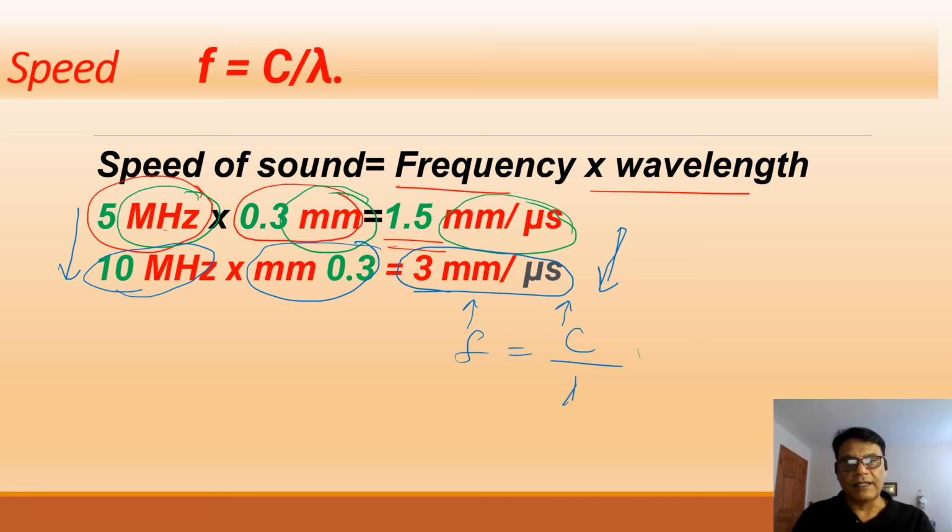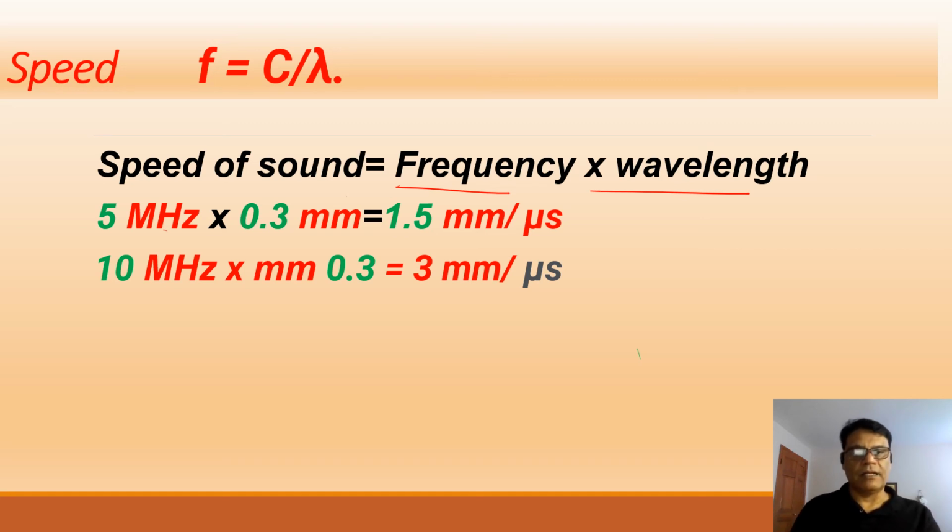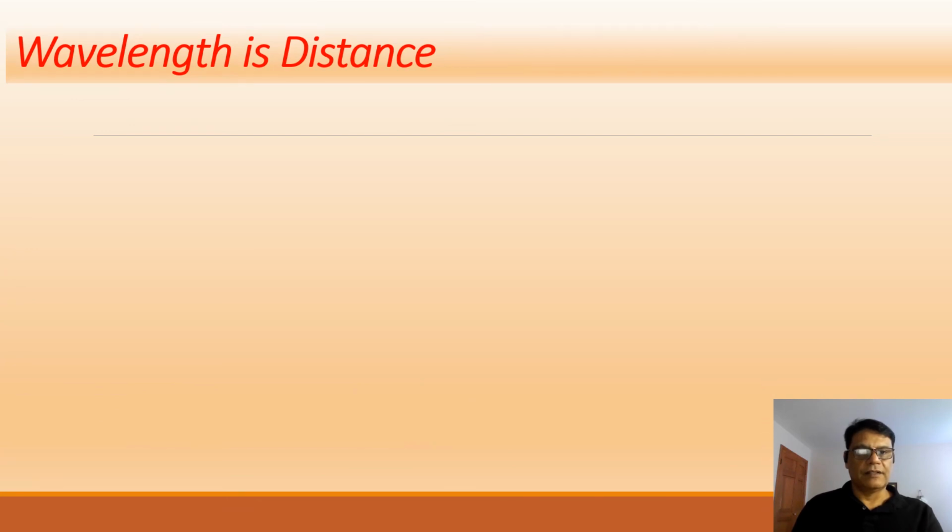But it is not the case in soft tissue. Soft tissue speed does not increase, it remains constant. There is a change in the speed, but that change is so insignificant that that is not considered as a significant entity, and it is called a constant.